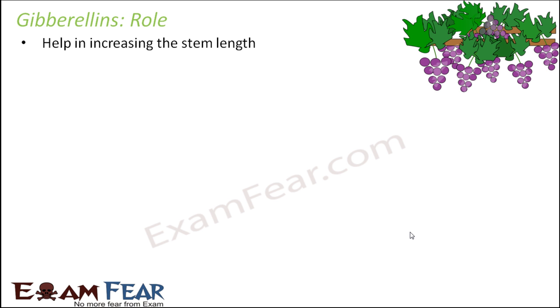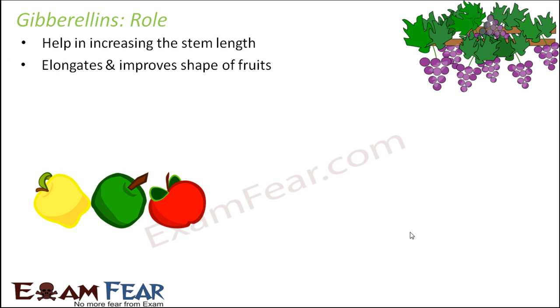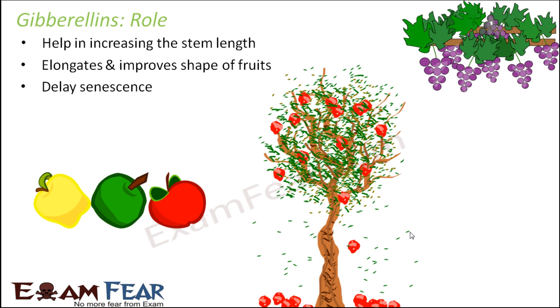Similarly, it also helps to increase the length of the grape stalk. It elongates and improves the shape of fruits. For example, if you talk about any fruit, say apple, sometimes you get bigger apples in the market. Sometimes they're very small, sometimes they're quite big. So that bigger size and a proper shape, all those things come from gibberellic acid.